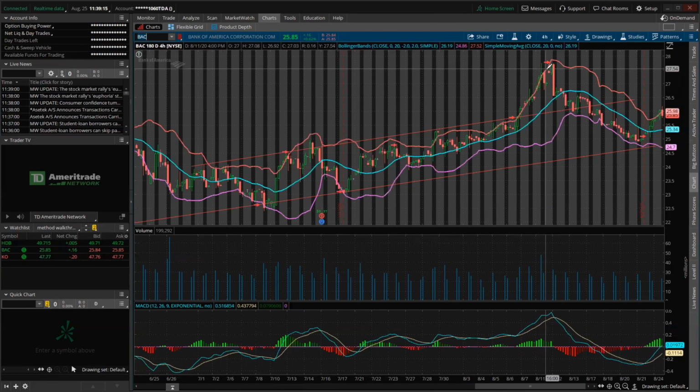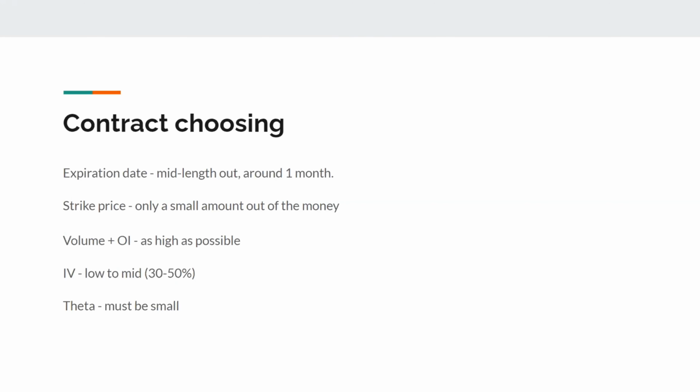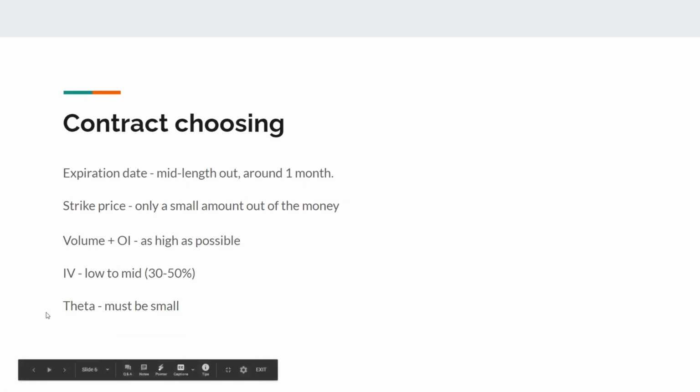Our volume and OI should be as high as possible. We do not want low volume or low OI because if we are going to do spreads, those need to be very easy to get in and out of. For IV, I want low to mid-range, 30 to 50%. I will make exceptions for lower, but I don't think I've traded anything higher than 60%. It's just too difficult over a month's time period to try to compete with that IV, with the IV crush.